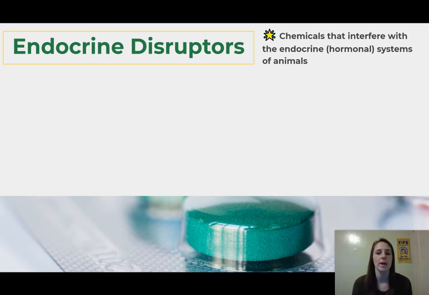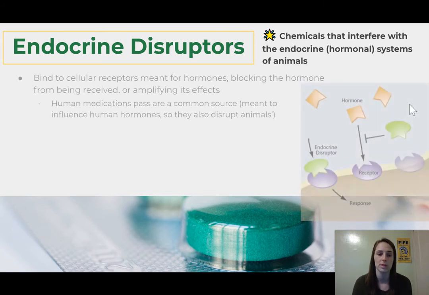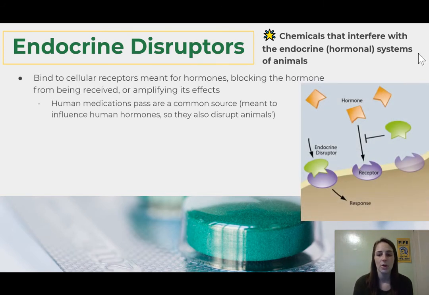Endocrine disruptors are chemicals that interfere with the endocrine system of animals, and the endocrine system is the hormonal system. The way that they work is they bind to the cellular receptors that are meant for hormones, so they end up blocking the hormone from being received, or they amplify its effects.